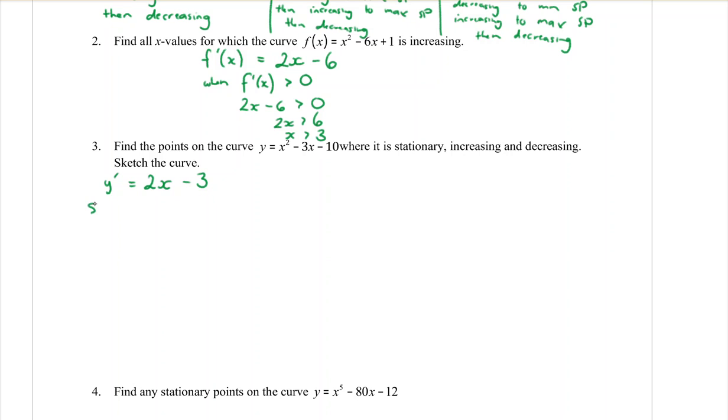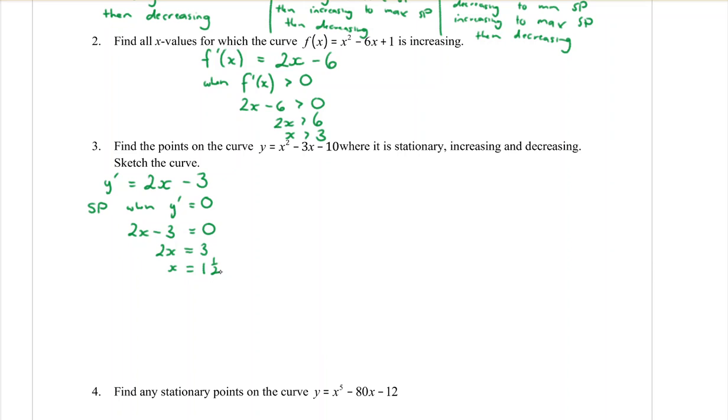To find a stationary point, because that is key to where it changes from being increasing to decreasing, the stationary point is going to be when the gradient is equal to 0. So I'm going to solve that. That's 2x minus 3 is my gradient. I'm making that equal 0, and I'm solving it for x. So 2x equals 3, divide by 2, x is equal to 3 over 2, or 1.5.